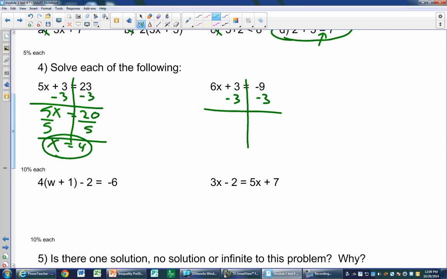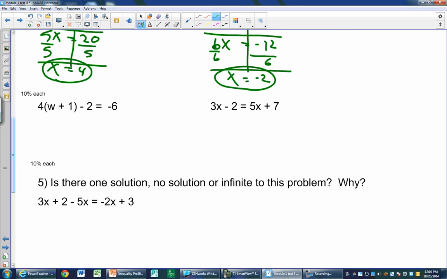Be careful when we're subtracting 3 from both sides here. We do the opposite of the operations. The first thing that's being done to the x is being multiplied by 6. The next thing is being added 3, so we do the opposite of it. We subtract 3 first. We're left with 6x equals negative 12. Divide by 6, divide by 6, x is negative 2.